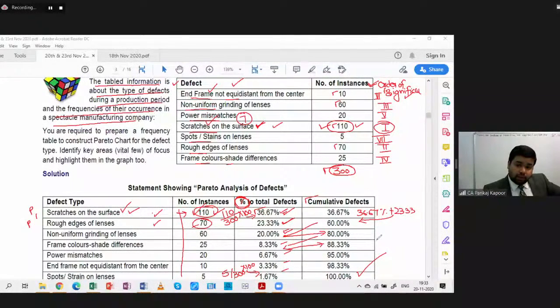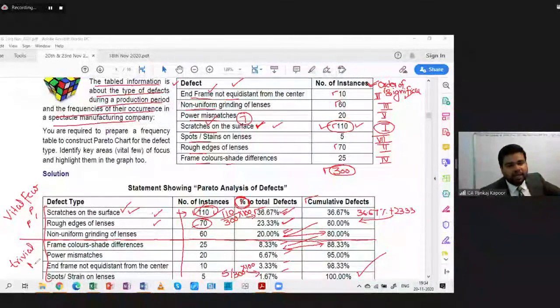So now see, 80% of your defect, I'm drawing a line for you. 80% of your defect is caused by only 3 reasons. What are those 3 reasons? Scratches, rough edges, and non-uniform grinding of the lenses. So these 3 will be said as vital few, whereas the remaining 4 will be said as trivial many. Agreed? I hope now you are able to do the Pareto analysis. Absolutely fine. Your percentages are equally good. Chavi and Hema both good.